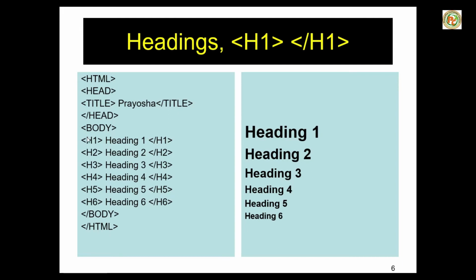Now we have to close the h1 tag after opening it. Between h1 and slash h1 you can write any content, and it will appear like this. H1 is the highest heading tag. H2 is smaller than h1, h3 is smaller than h2, H4 is smaller than H3. Similarly, H6 will be smaller than H5, so the highest heading tag is H1 and the smallest heading tag is H6. So let's convert it into our HTML.